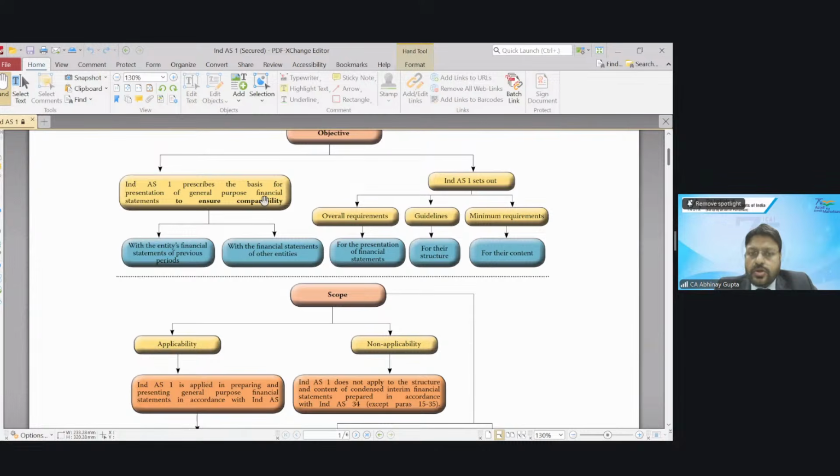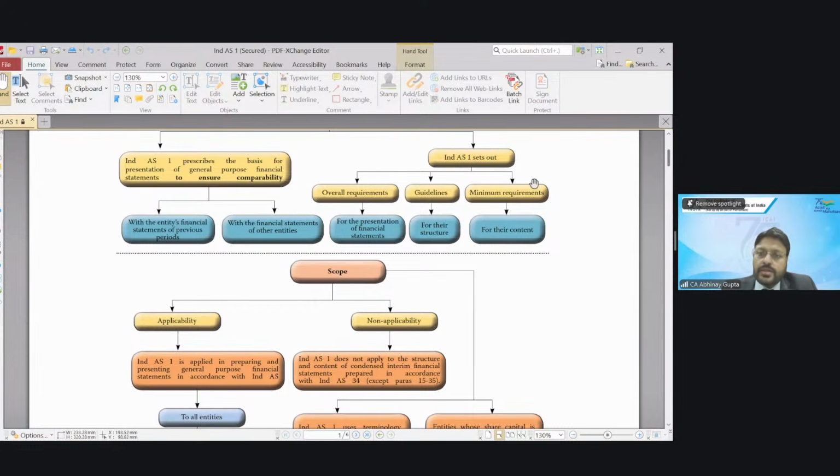So this ensures easy comparability across periods for the same entity, or for one entity with another entity within the same sector or industry, right? For example, peer companies. This comparability lets us know which company is doing better among a group of companies by comparing their financial performance. And that's how investors or users of the financial statements will be able to take informed decisions, right? So that's the objective. Now, what does Ind AS 1 actually do to meet all these requirements?